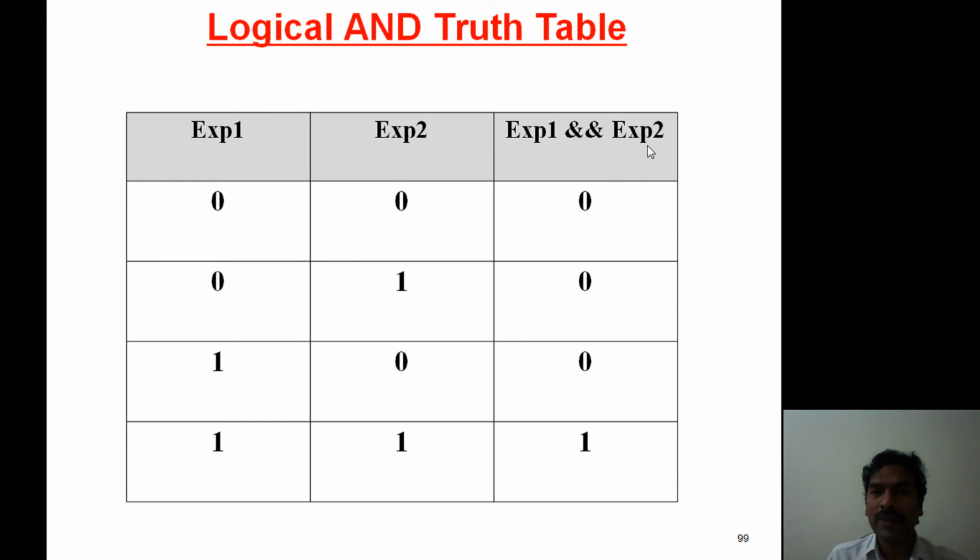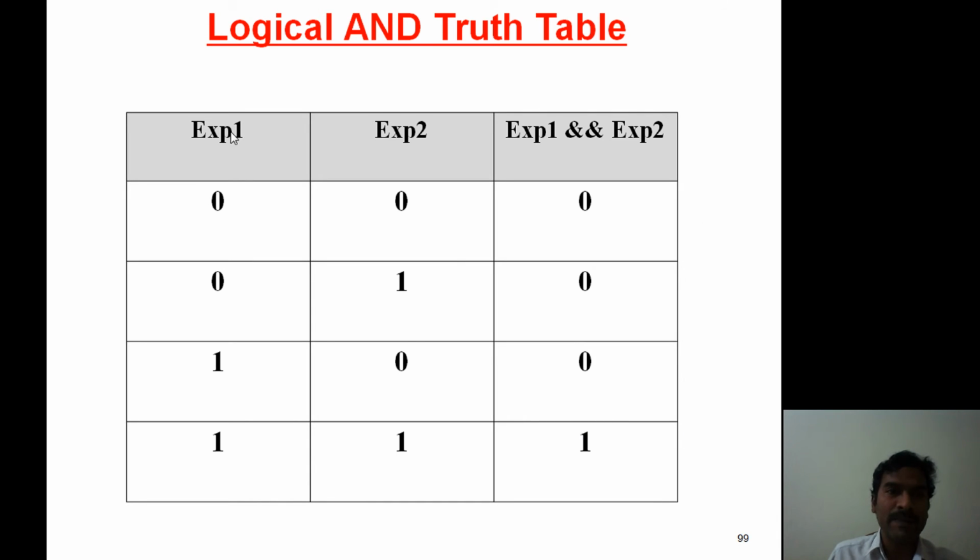Now the combination format: false false, logical AND result is false, that means 0. 0 1, combination result is 0, that means false. 1 0, combination result is 0, that means false. 1 1, result value is 1, that means true.